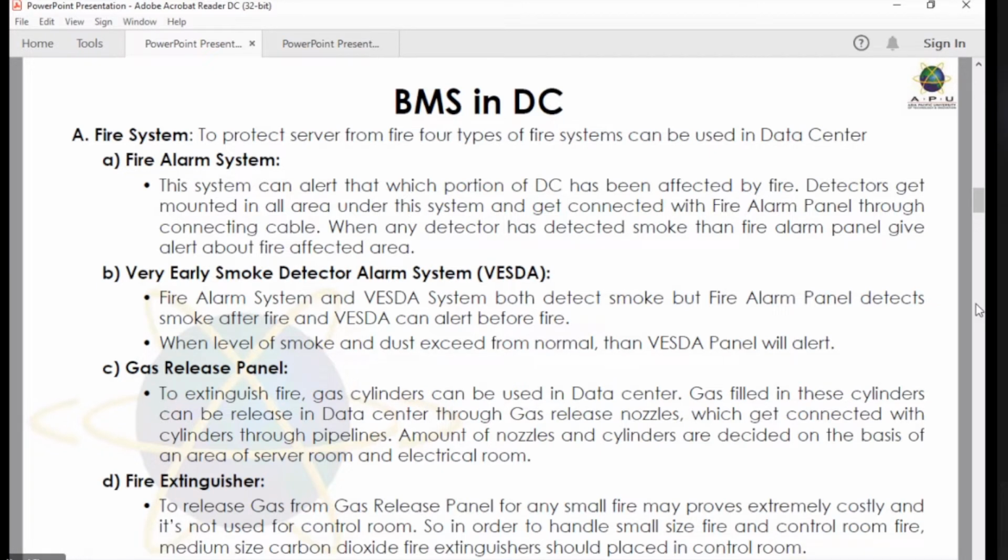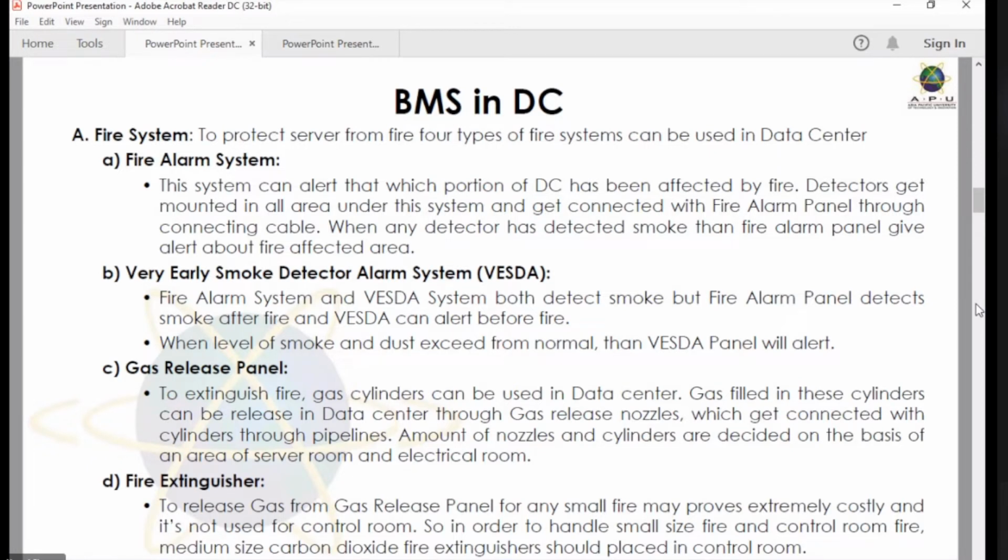One is the fire alarm system. If there is anything, you get the alert, and there is a sound coming. This system can alert which portion of the data center has been affected by fire. Detectors are mounted in all areas under this system and connected to the fire alarm panel through cables. When any detector detects smoke, the fire alarm panel gives an alert about the fire-affected area. So if there is any fire, the fire alarm system provides an alarm, sound, or light. Okay, so it's also light.